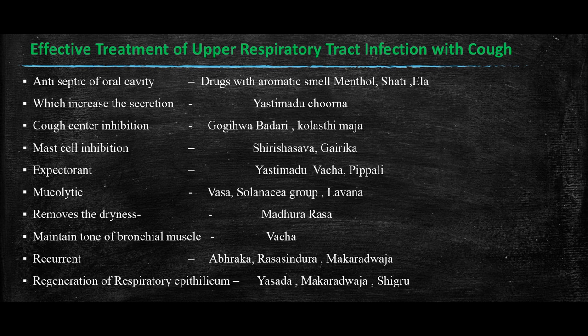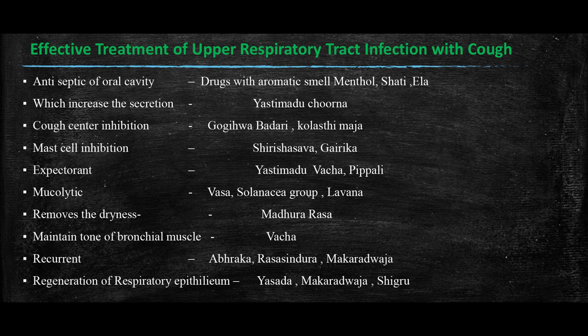Mast cell inhibition, where a lot of irritation, dry cough is there and mast cell inhibition is required, then Shirishasava, Gairika preparations are there, Laghusutashekhar Rasa is there, that can be given. Expectorant action, if you want, then go for Ashtamadhu churna, Pippali, Vacha, etc. Then mucolytic action, if it is required, then Vasa is there, because all the Solanaceae group of drugs contain bromhexine, Vasa can be given. Lavana is also a very good expectorant.